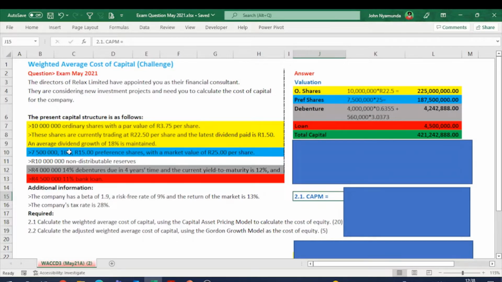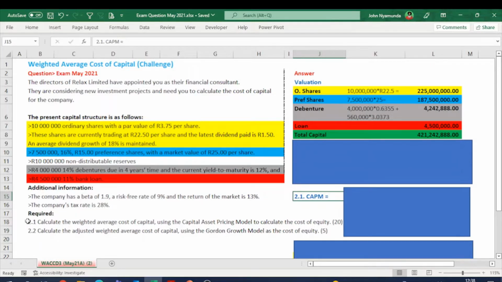7.5 million, 16%, 15 Rand preference shares with a market value of 25 Rand. 10 million non-distributable reserves, 4 million, 14% debentures due in 4 years, and the current yield to maturity is 12%, and a 4.5 million, 11% bank loan. Additional information: the company has a beta of 1.9, a risk-free rate of 9%, and the return of the market is 13%. The company's tax rate is 28%.